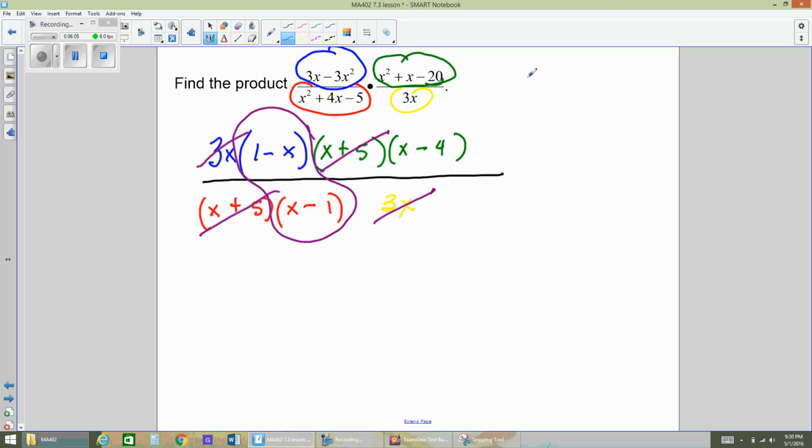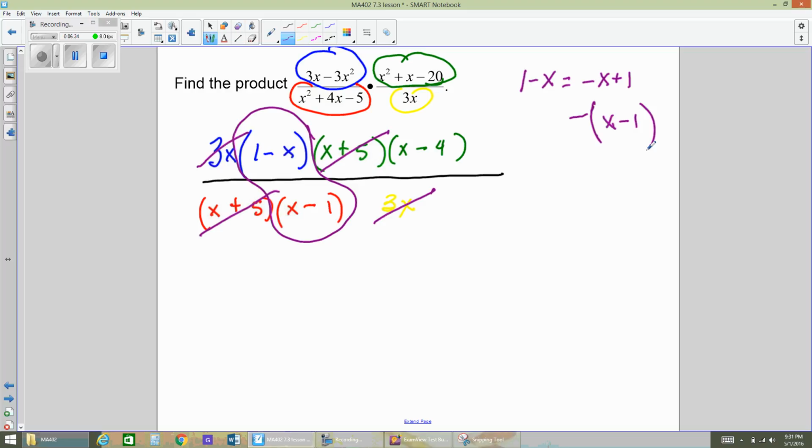So think of 1 minus x. It's equal to negative x plus 1. Negative x plus 1 is not what's down here in the denominator. But what if I factor a negative out? That would leave x minus 1. That is what's in the denominator, isn't it?